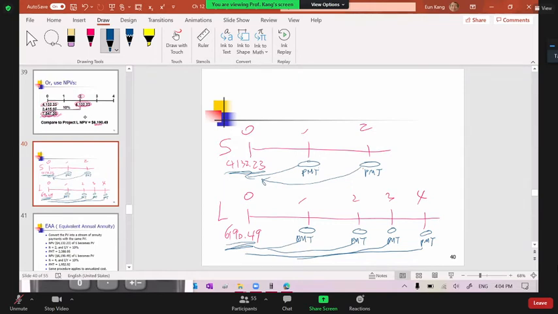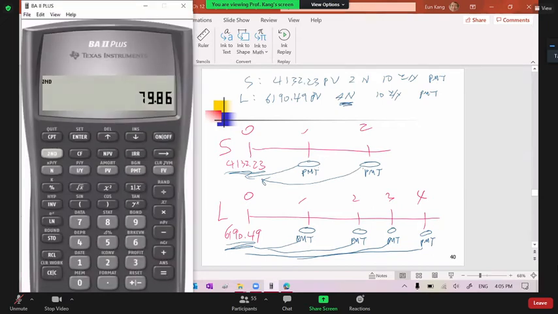Just calculate the annuity payment. So project S: 4132.23 present value, 2 N, 10 I/Y, and compute payment. L is the same thing: 6190.49 present value, and 4 N and 10 I/Y, and hit payment. Look at this, 4 N.